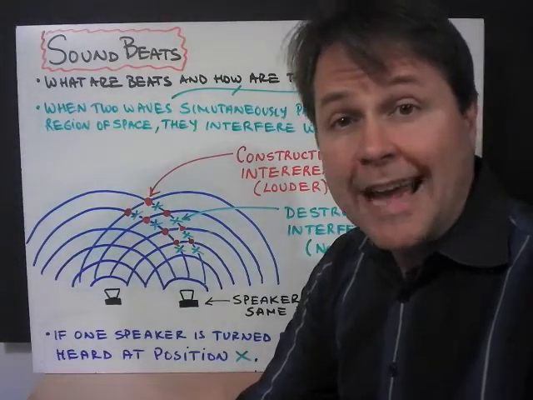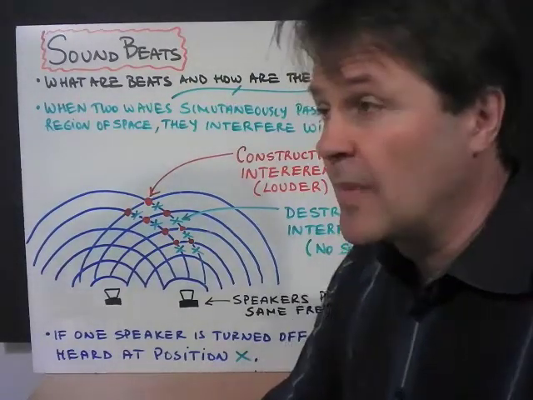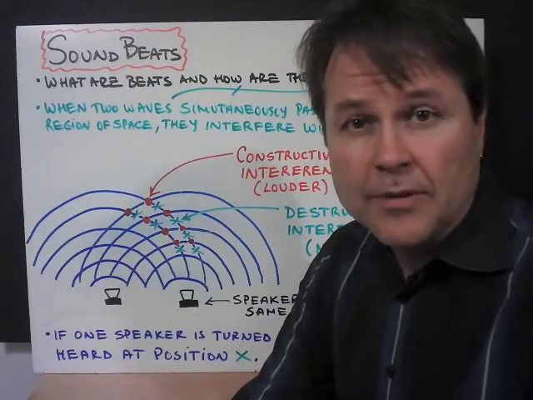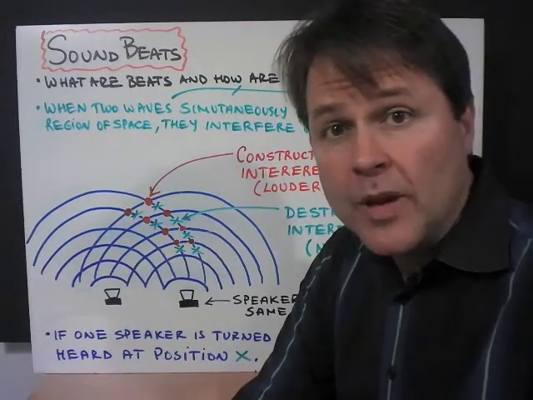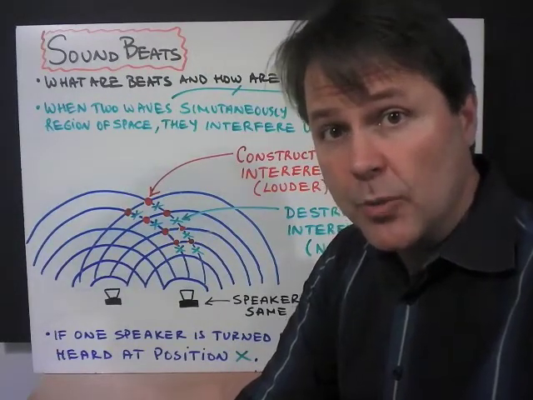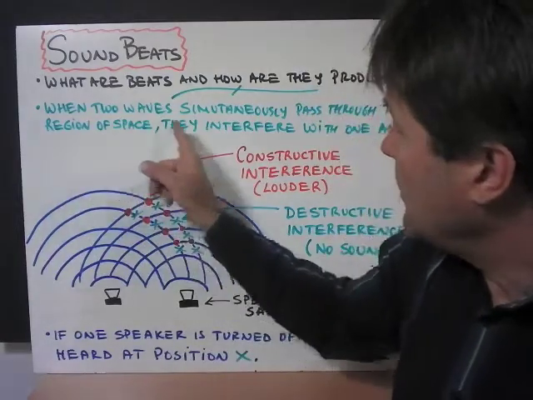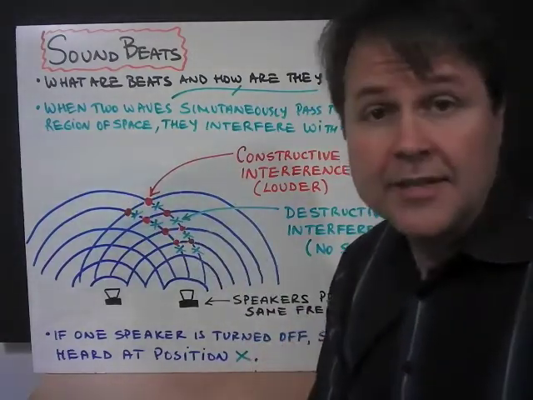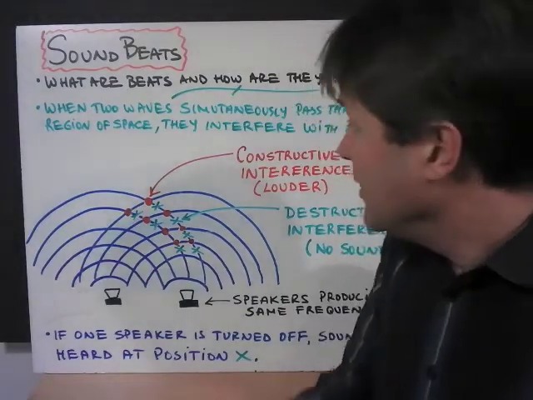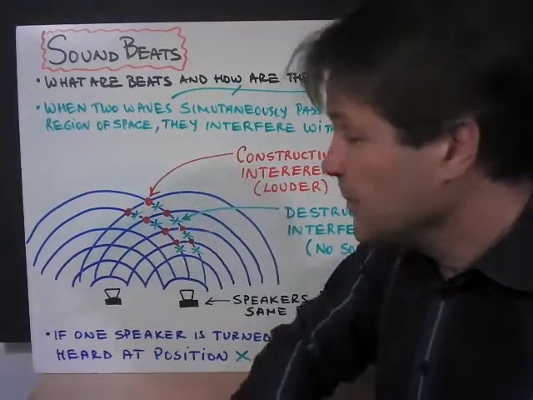So what are beats and how are they produced? Consider any type of wave, be it a water wave, a sound wave, even a compression wave. When two waves simultaneously pass the same region of space, they will interfere with one another.